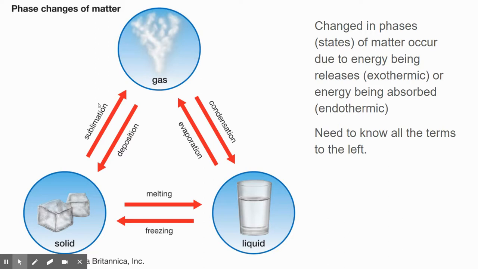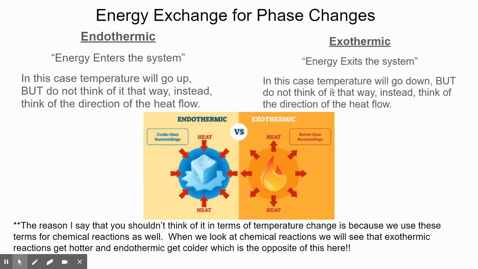Now, these changes in phases of state of matter are due to energy being either released or absorbed. When energy is released, we call that exothermic. And when energy is absorbed, we call it endothermic. Endo enters. So energy enters the system. The system is just whatever we're talking about. And exothermic, energy exits the system. And again, the system is whatever we're looking at, whatever we define as the system.